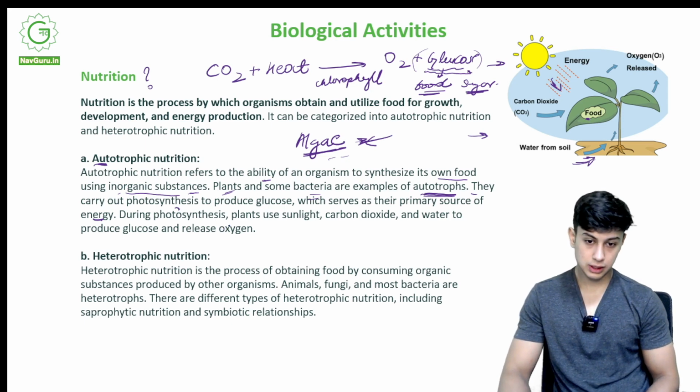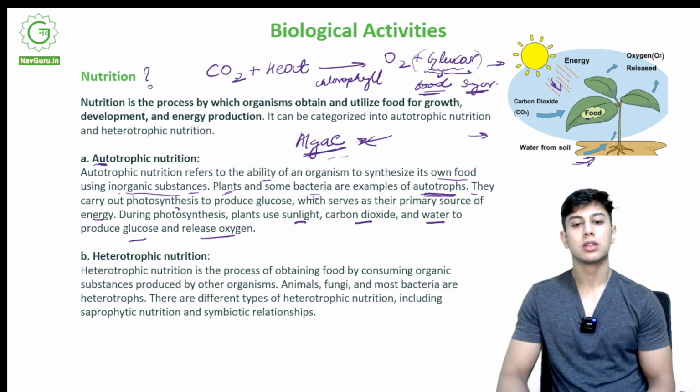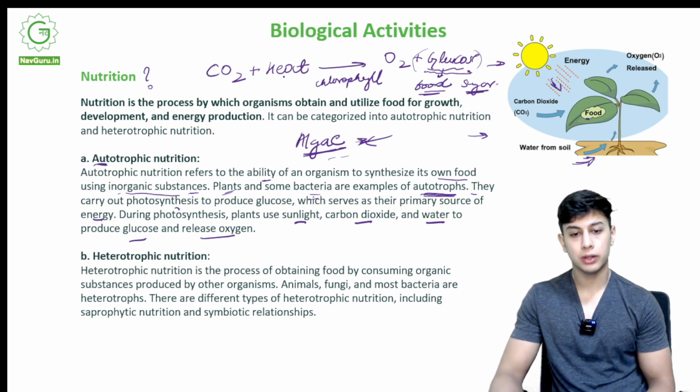During photosynthesis, plants use sunlight, carbon dioxide, and water to produce glucose and release oxygen. Like I showed you in this equation, they use carbon dioxide that is released into the atmosphere by us and by other organisms. They use heat, in the form of the sun.